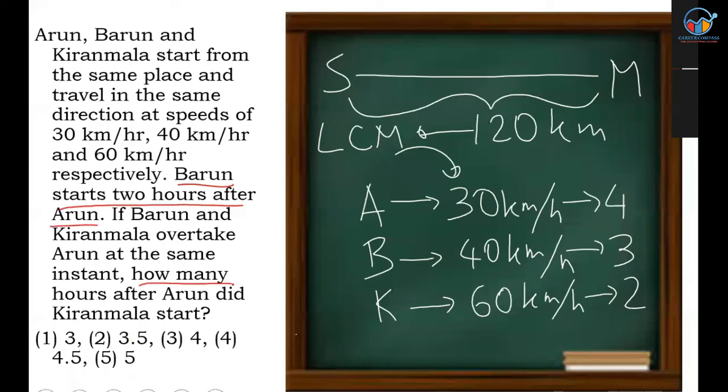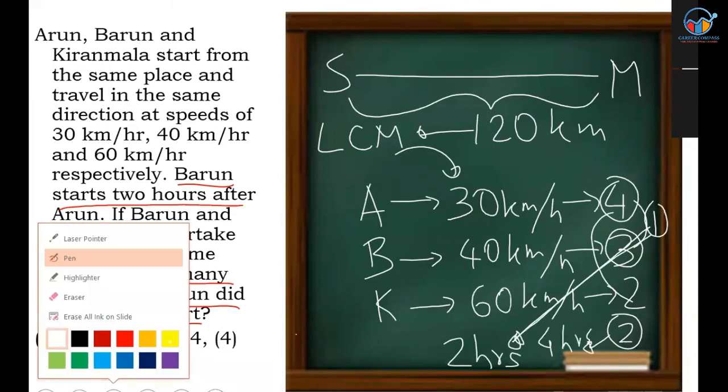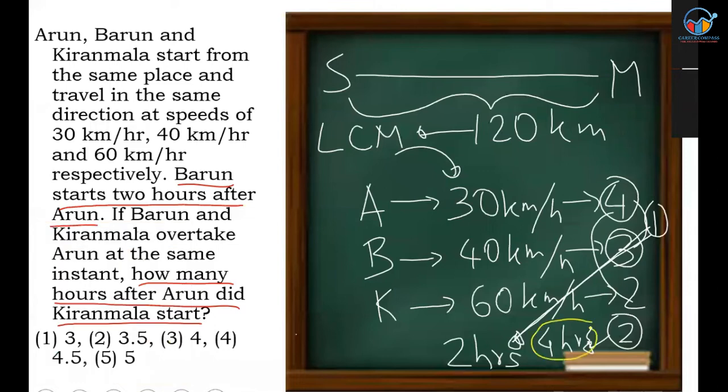And in the question, they are asking how many hours after Arun did Kiran start. So what I get here, the gap between Arun and Barun, we get that as 1, and that 1 is being referred to as 2 hours, if you notice carefully. Now look at the gap between Arun and Kiran. The gap between Arun and Kiran is 2 hours, right? So if 1 corresponds to 2 hours, then 2 will correspond to 4 hours, which is why your answer to this question will be 4 hours.